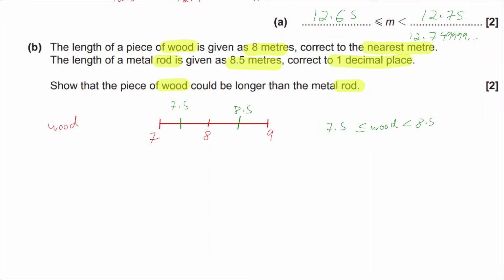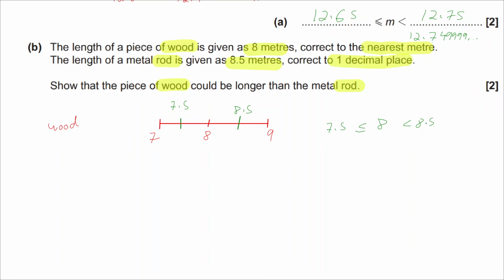Check it makes sense. If you round 7.5 to 1 meter, you do get 8. Instead of wood, really, let's go and write 8 in there. So 8 in there. And again, this means you go just below 8.5, so like 8.4999. That would get you 8 to the nearest meter.